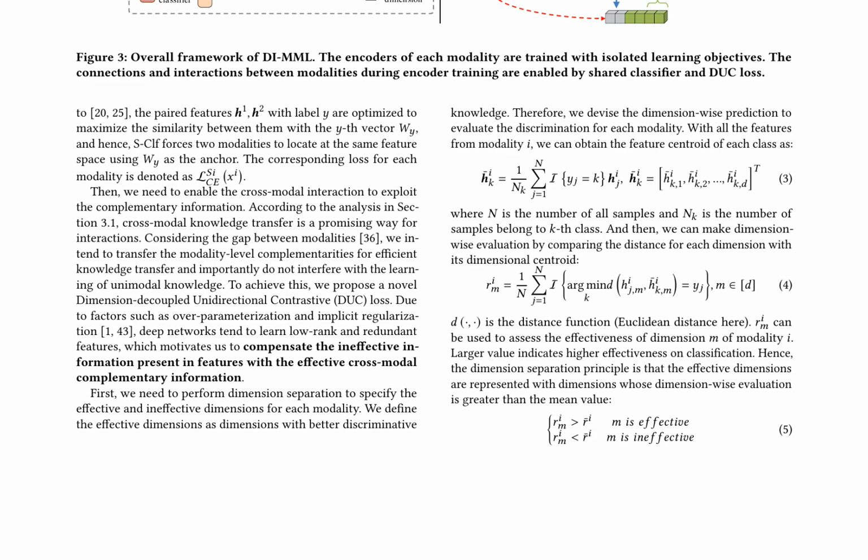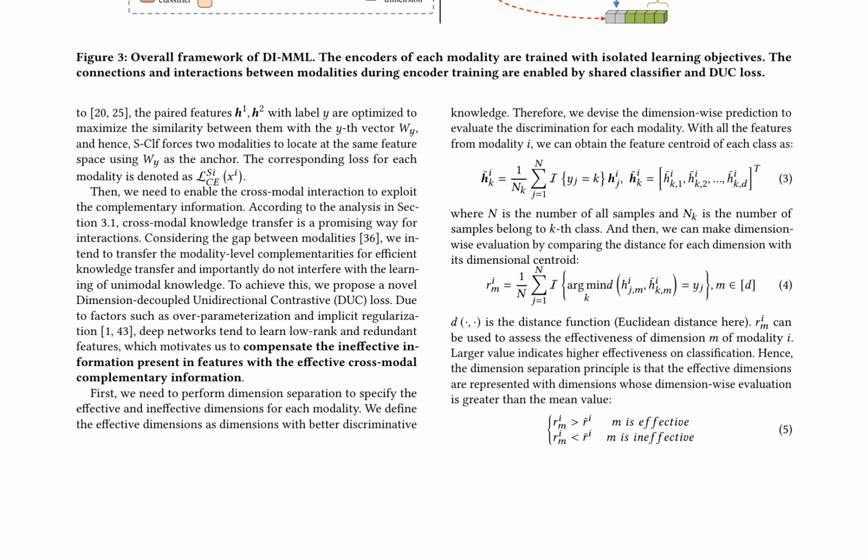learning of unimodal knowledge. To achieve this, the authors propose a dimension separation principle to identify effective and ineffective dimensions for each modality. Effective dimensions are defined as those with better discriminative knowledge, evaluated using dimension-wise prediction. The feature centroid of each class for each modality is calculated using equation 3, and dimension-wise evaluation is performed by comparing the distance for each dimension with its dimensional centroid, as shown in equation 4. The effectiveness of each dimension is assessed using equation 5, where effective dimensions are represented by dimensions whose dimension-wise evaluation is greater than the mean value.